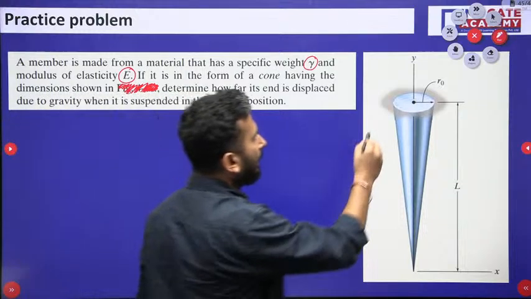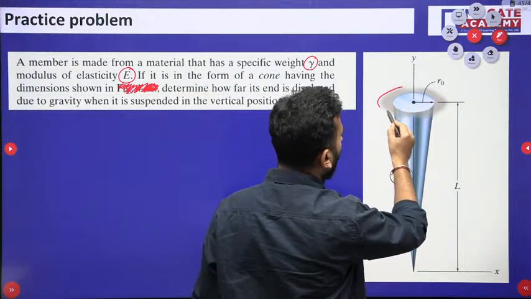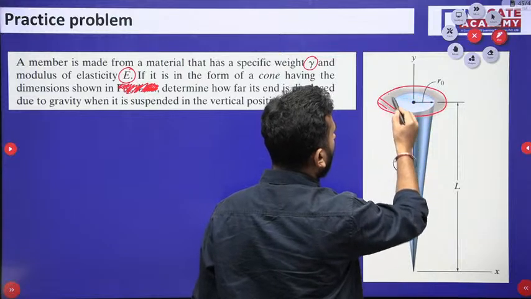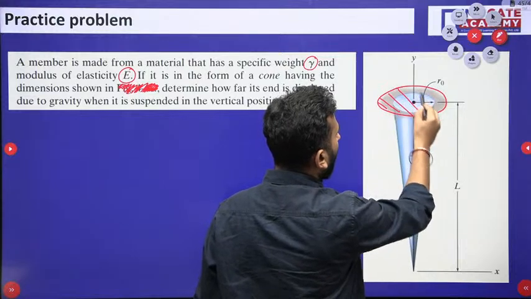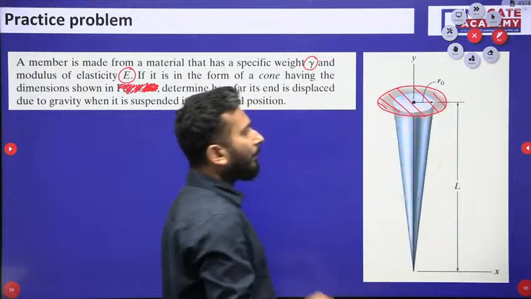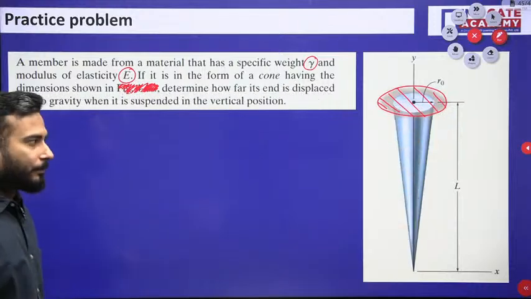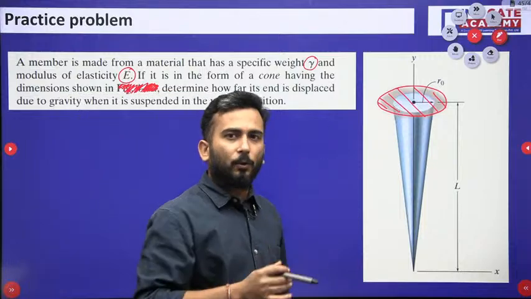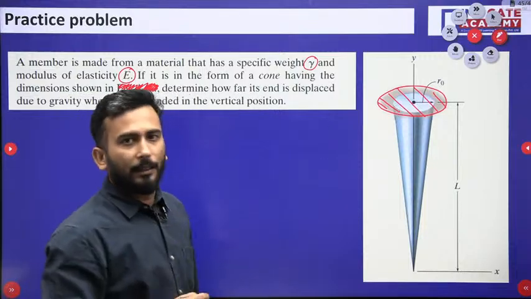So let's say this is the fixed end that we are talking about. This end is fixed and it is hanging from some wall. Okay. The height of this cone is L and the radius is R0.